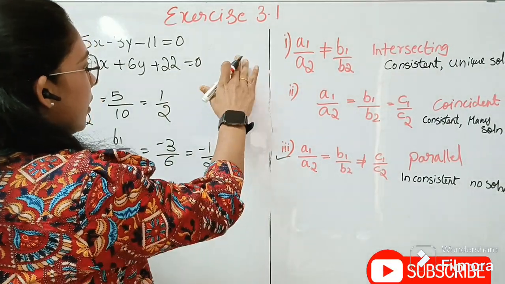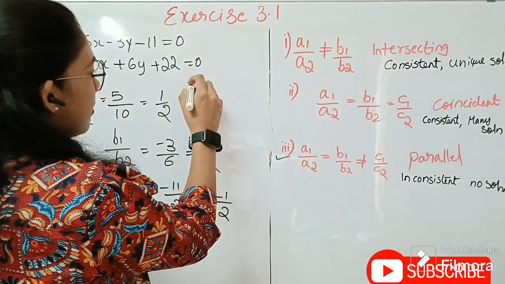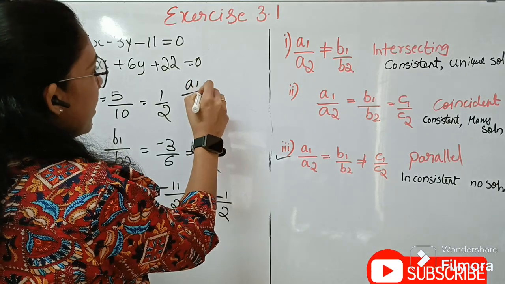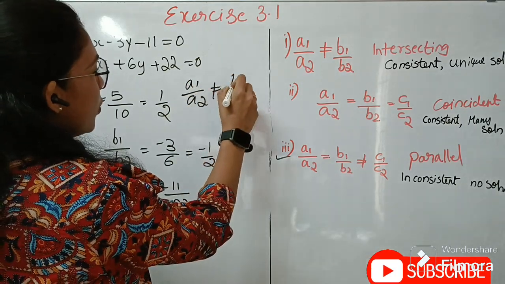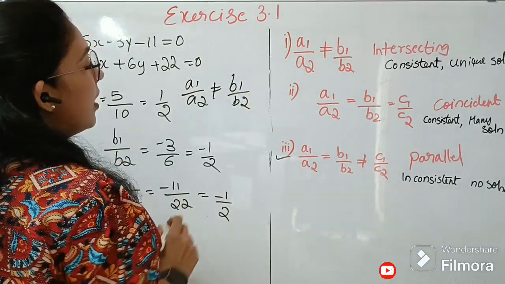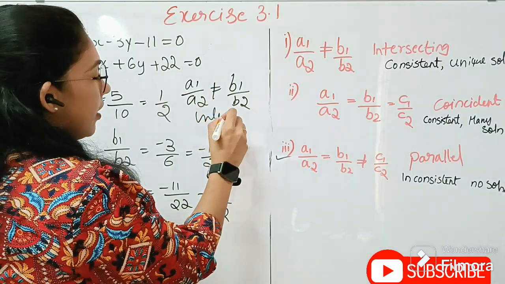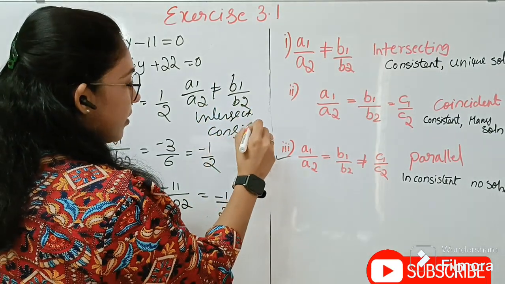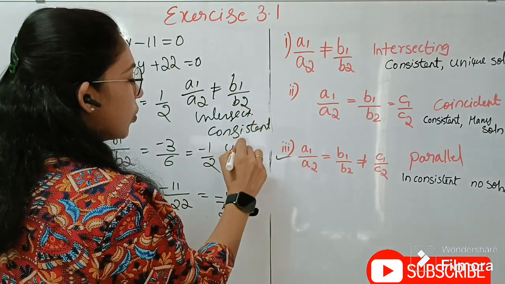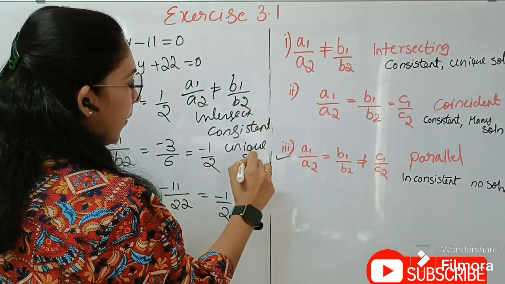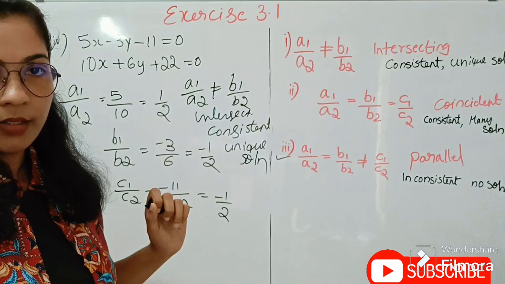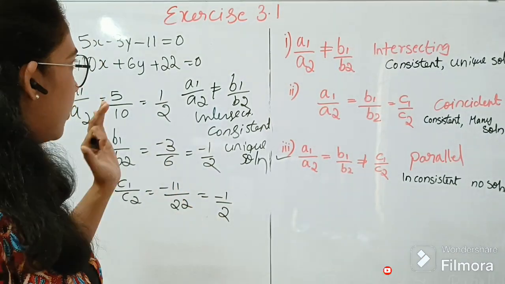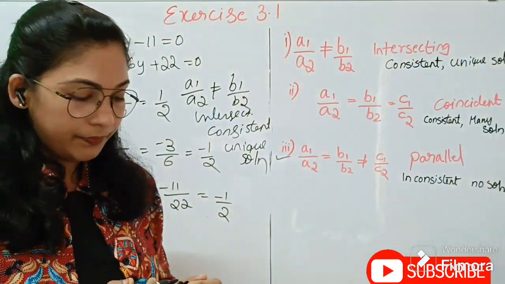Here also the relationship 1 is considered. That is, a1/a2 is not equal to b1/b2. So these are intersecting lines, and it is said to be consistent, and it has a unique solution. Is it clear? So this is the answer.